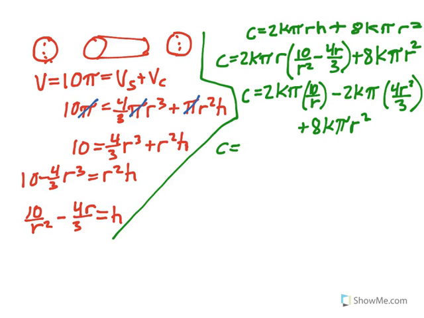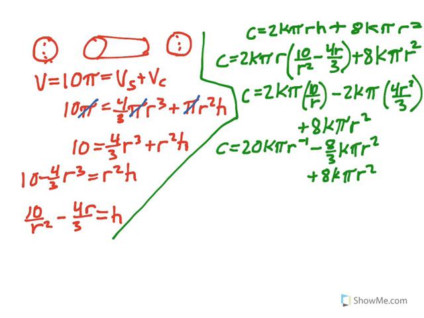Alright, keeping up with the cleanup here, this is going to give us 20 times k times pi times r to the negative first power, minus, not plus, minus 8 thirds, not 2 thirds, 8 thirds, times k pi r squared, plus 8k pi r squared.